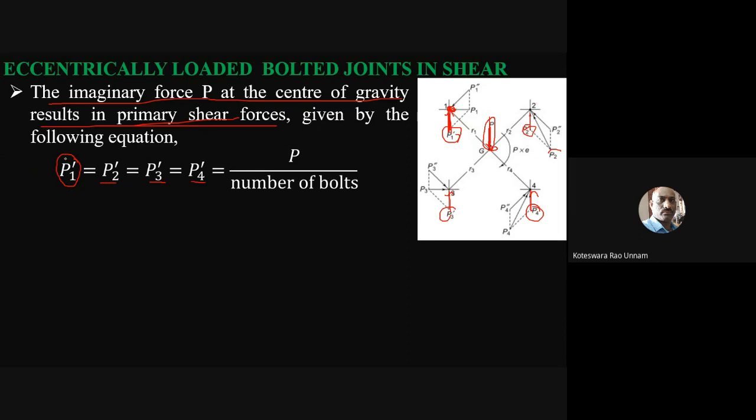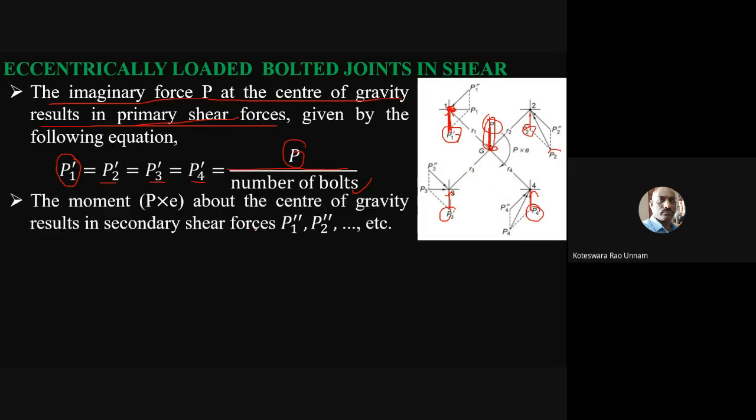Then the magnitude of these forces is given by P, the total applied load, divided by the number of bolts. In this case it is 4. That is the primary force. So I identified two important things you need to remember: one is the magnitude of the primary shear force, and the other is its direction. Direction is also important because you have to calculate the resultant. While calculating the resultant of primary and secondary shear forces, if you don't know the direction, you cannot calculate the resultant. So direction is also important.